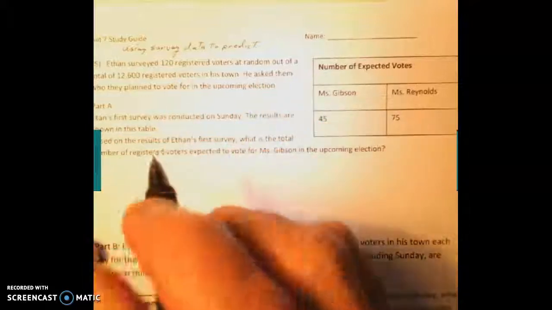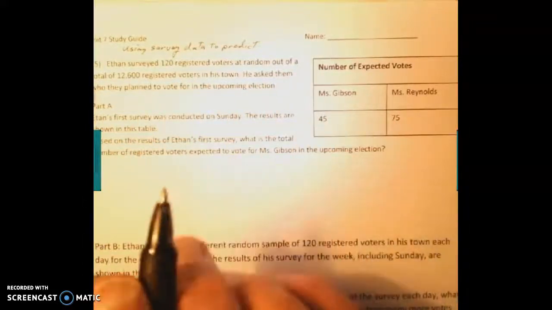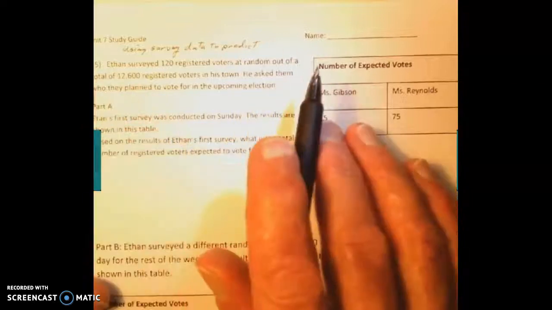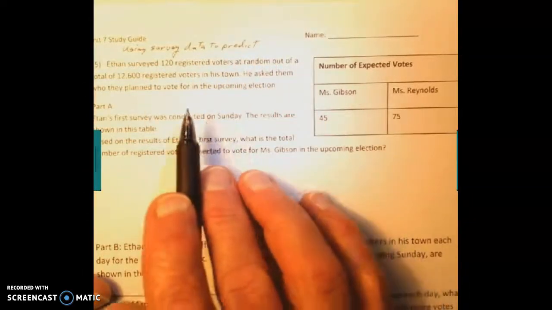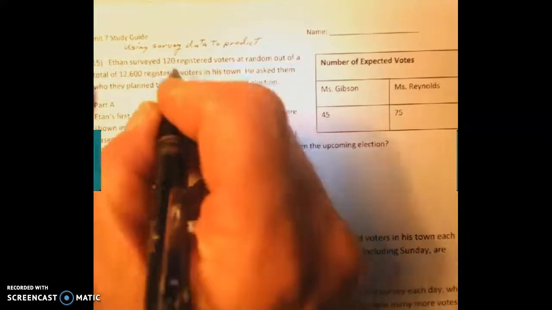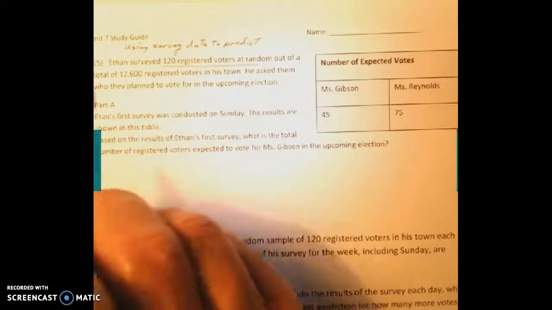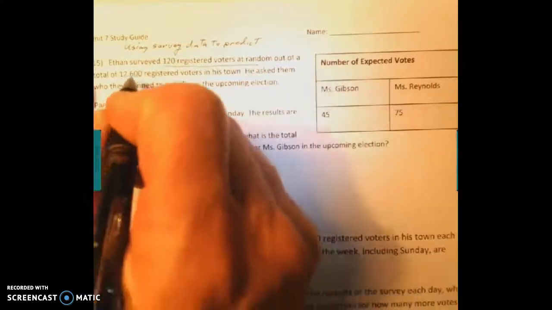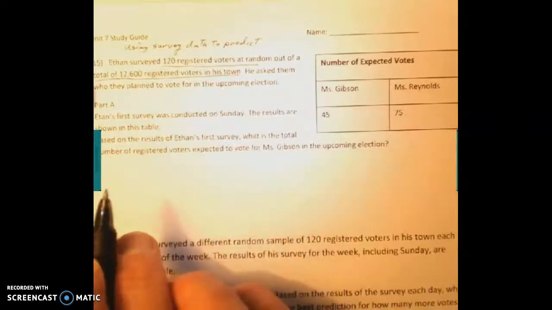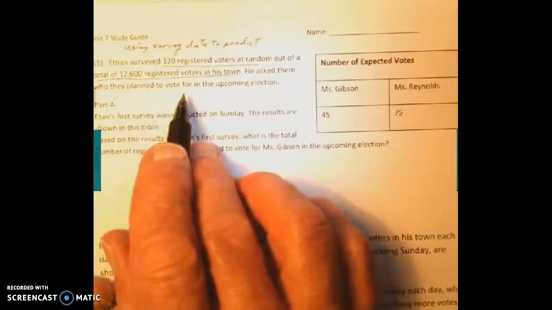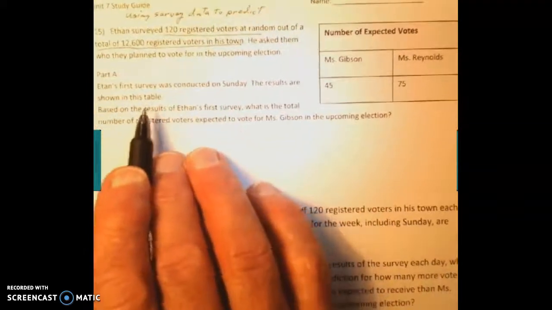Okay, Unit 7 Test Study Guide, question number 15. This is about using survey data to make predictions. So we are given a survey that Ethan surveyed 120 registered voters. That's important, how many people were surveyed, out of a total of 12,600 voters in his town. He asked who they plan to vote for in the upcoming election. And the data is over here.